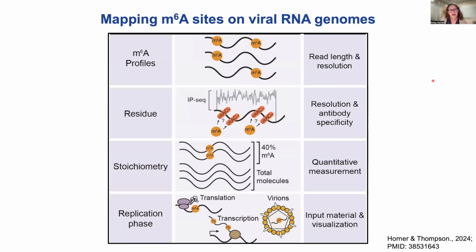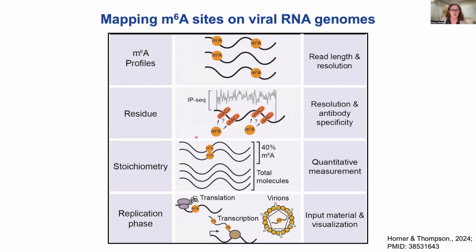Okay, so if we want to map M6A sites on viral genomes, we really want to think about four main concepts. What are the profiles of M6A? Can we get long enough read length to get the information we want with enough resolution so we could know whether it's two M6A sites on one molecule or one on different molecules? I'm only showing M6A here, but presumably there are other modifications. Ideally, I'd like to know what the whole profile looks like, right? Maybe nanopores will be able to do that one day, and people are definitely working on that.